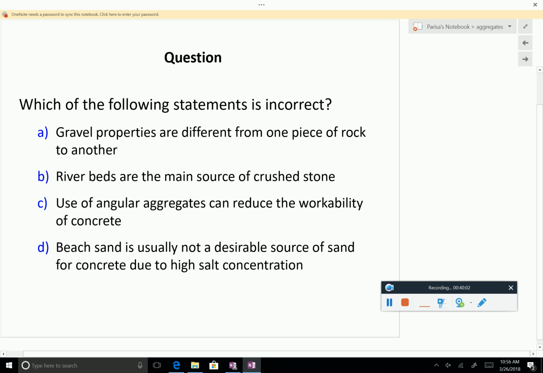Don't worry if you don't know much about concrete, etc. That's not a problem. Now, which one of these are incorrect? There could be more than one. Again, talk to your friends, based on what we talked about.